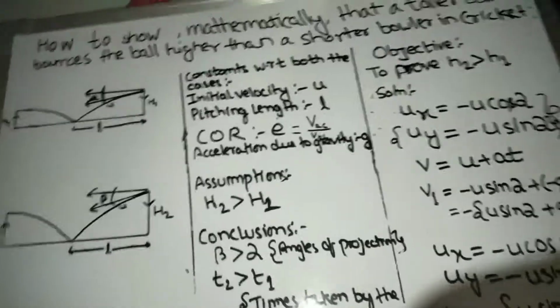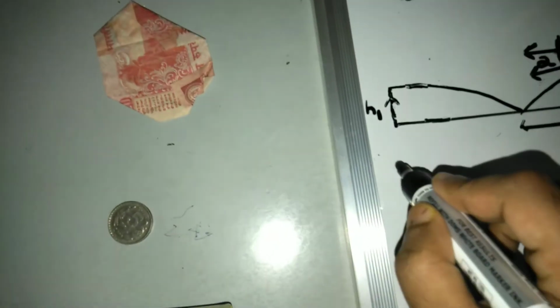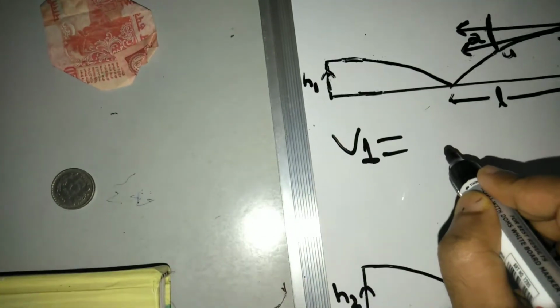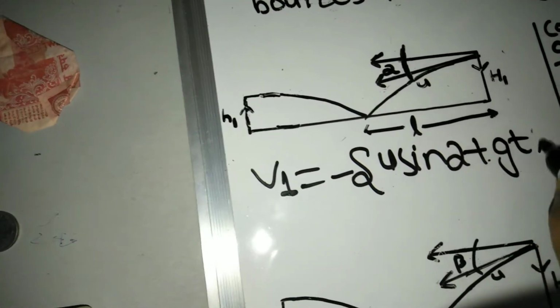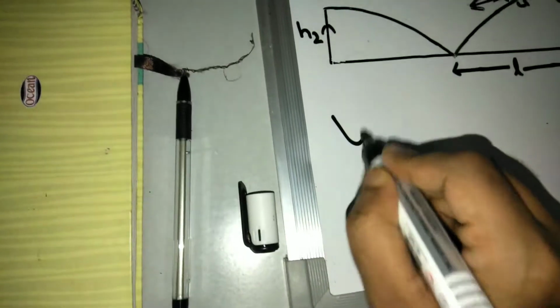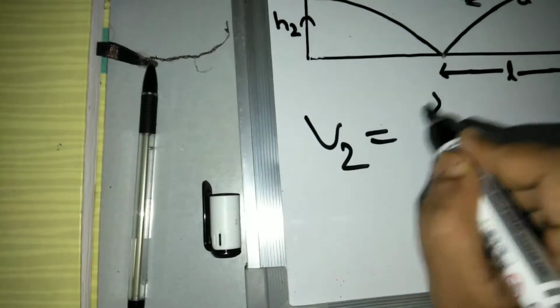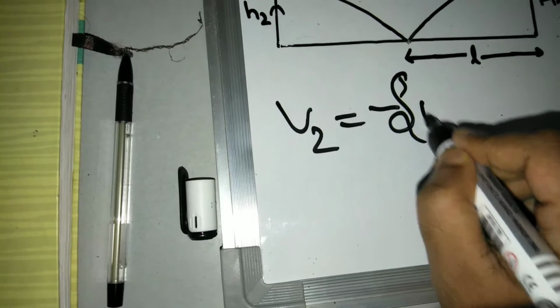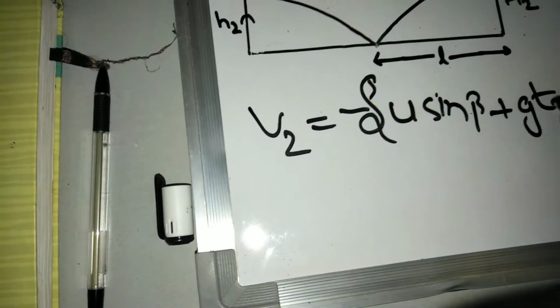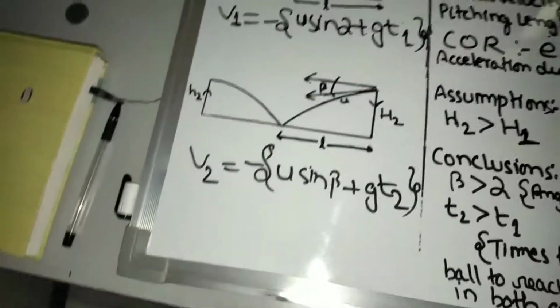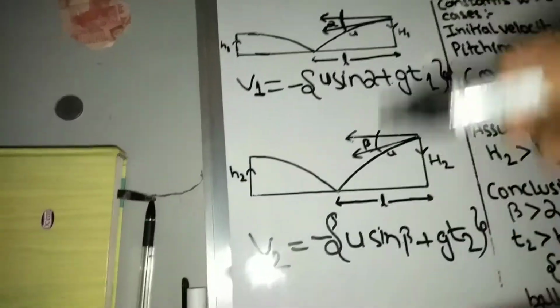Now we'll write these results here. V1 is equal to negative of u sin alpha plus g t1, while V2 is equal to negative of u sin beta plus g t2. Now we're going to compare the magnitude of these velocities.